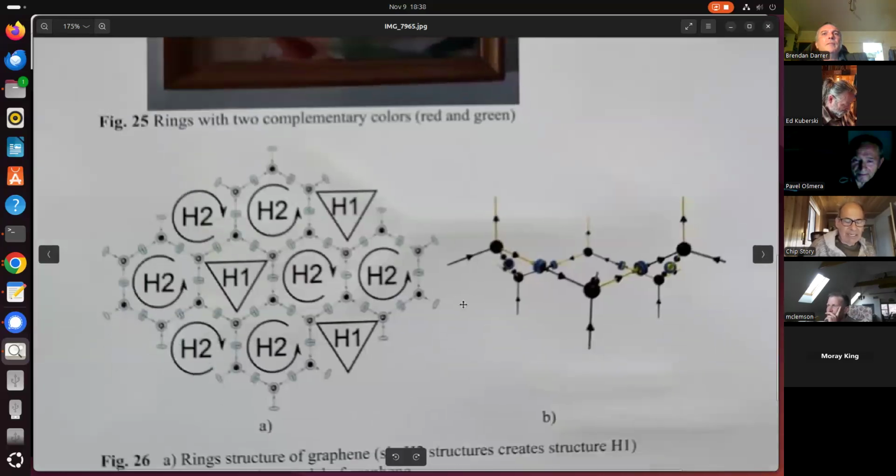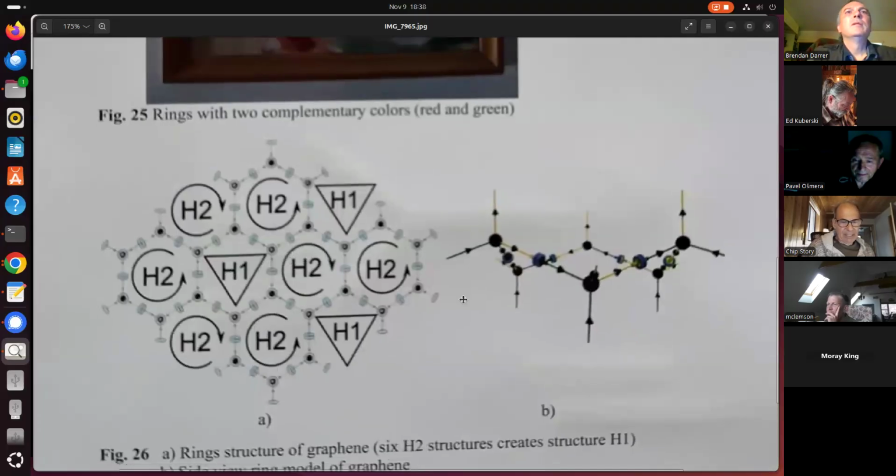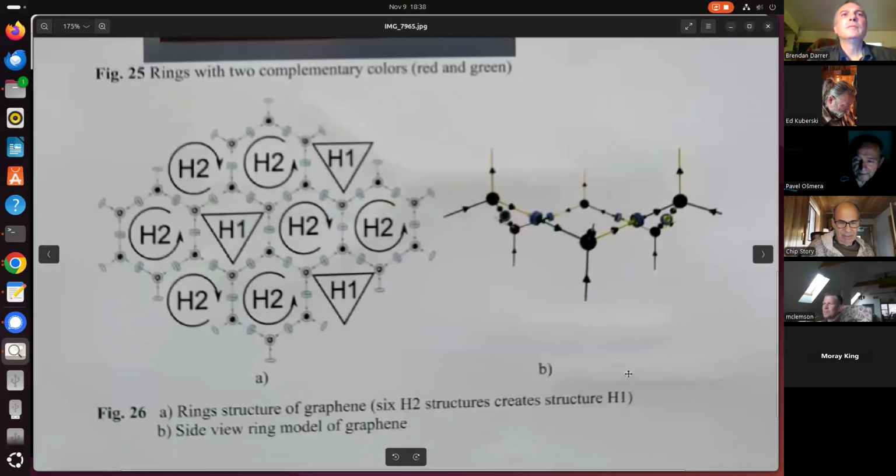We have a complex diagram here with H1 and H2 hydrogen. That's deuterium and standard hydrogen, I guess, building into, it looks like it's hexagonal in its macro crystalline form. Rings structure of graphene. Oh, I see. Okay, 6H2 creates the structure H1. Side view of the ring model of graphene, which is one molecule thick. Okay. You can see all the toruses there in that model.